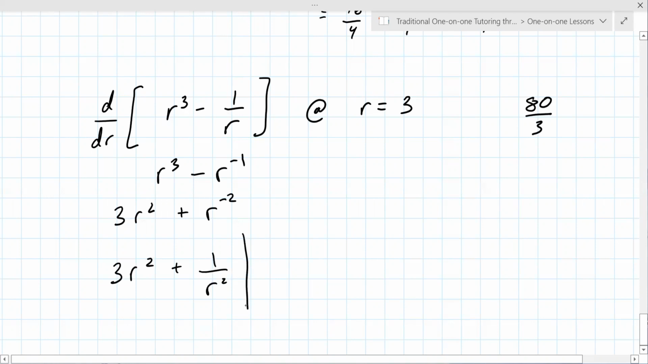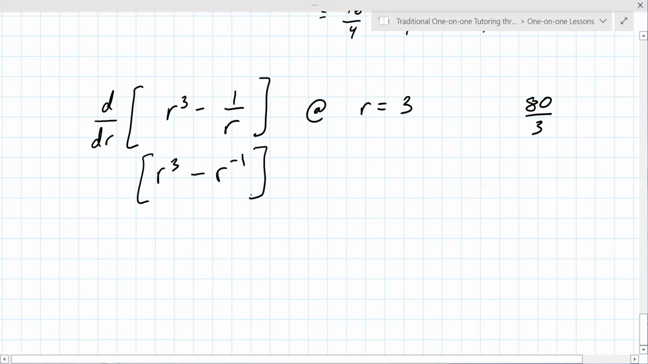Wait, why is it to the -2? So you always subtract 1. Oh, that's where I messed up. So in terms of your notation, let me, now I see why I'm off today. It's probably because I don't usually do lessons on Saturday.